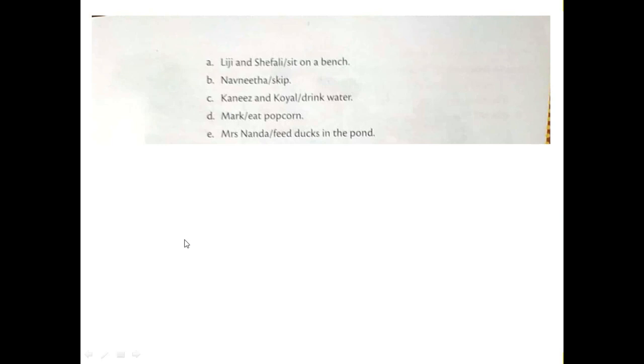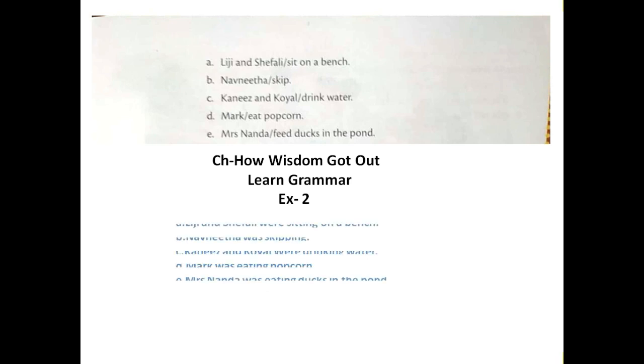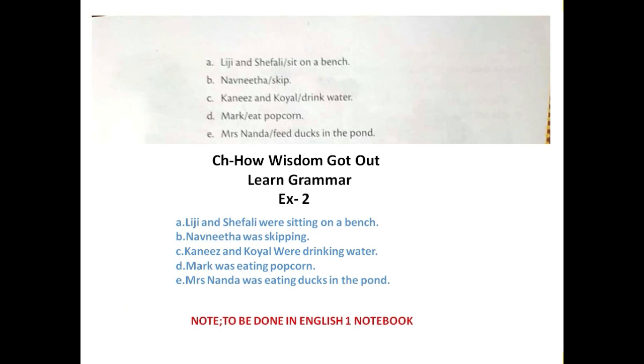Now children, this exercise you are going to do in your English 1 notebook. How will you do it? You will write the heading, chapter How Wisdom Got Out, learn grammar, exercise 2. Don't forget to give today's date and write classwork, and then you will write down the answer like this. And remember, this work has to be done in the English 1 notebook.